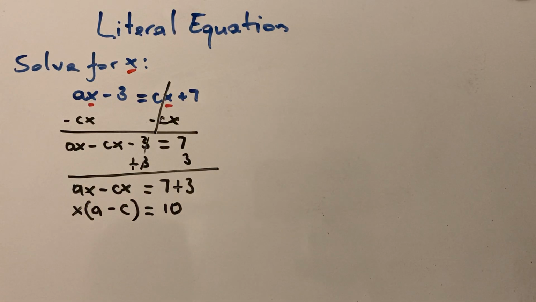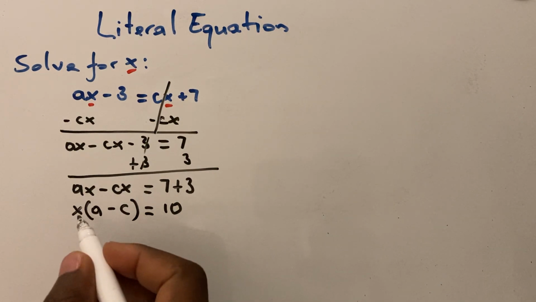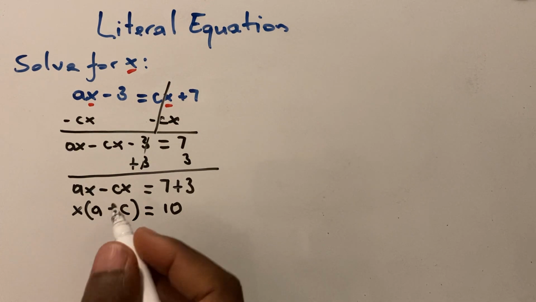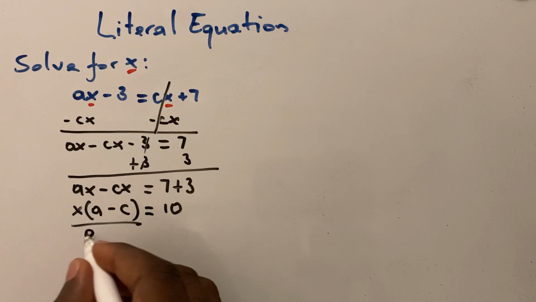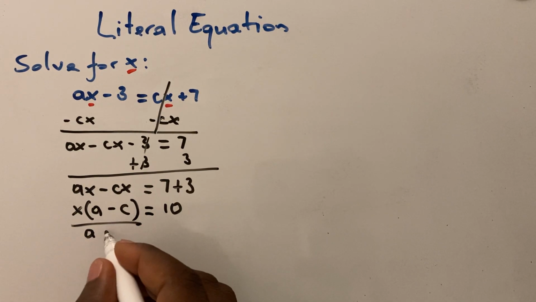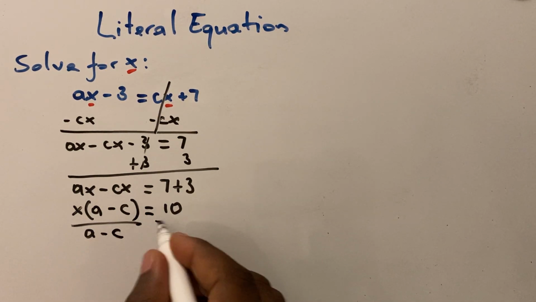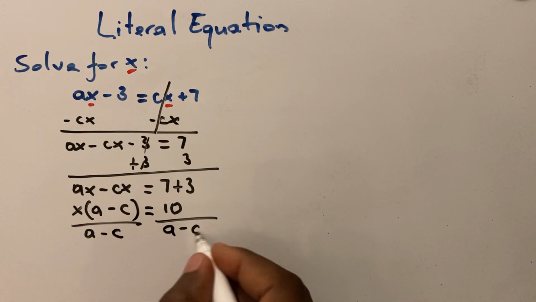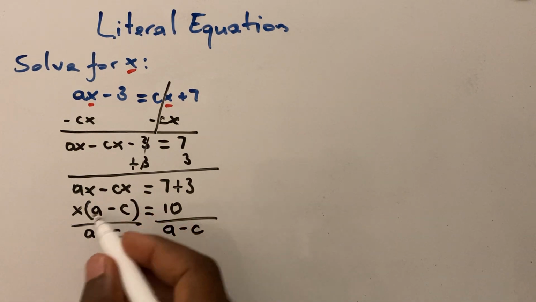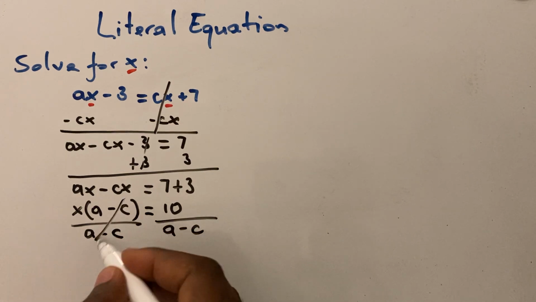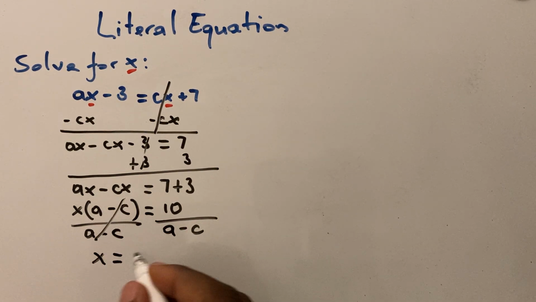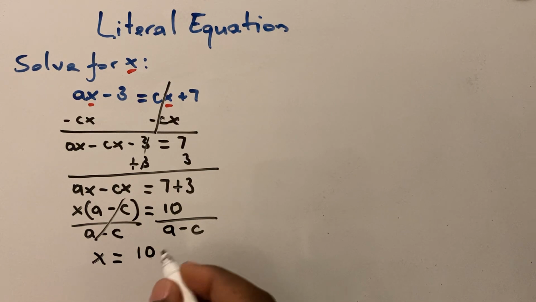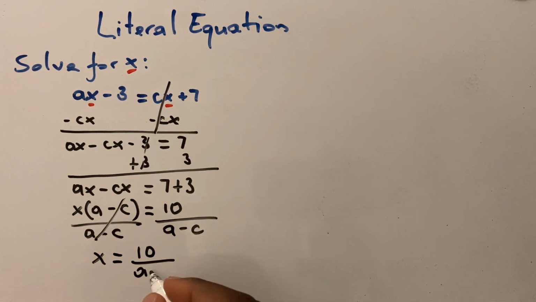Then from here, you know you're trying to solve for x, so you would have to divide both sides by this factor, which is a minus c. Since it's the same factor, you can cancel it out, and then you've isolated x. So x equals 10 divided by a minus c.